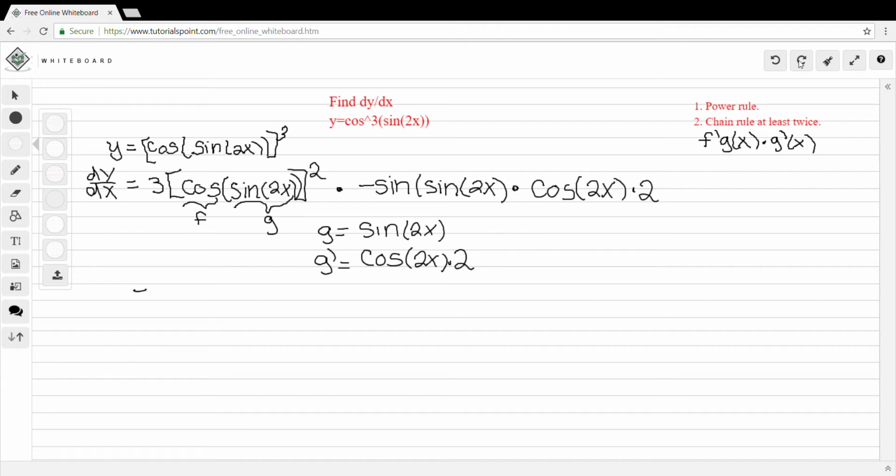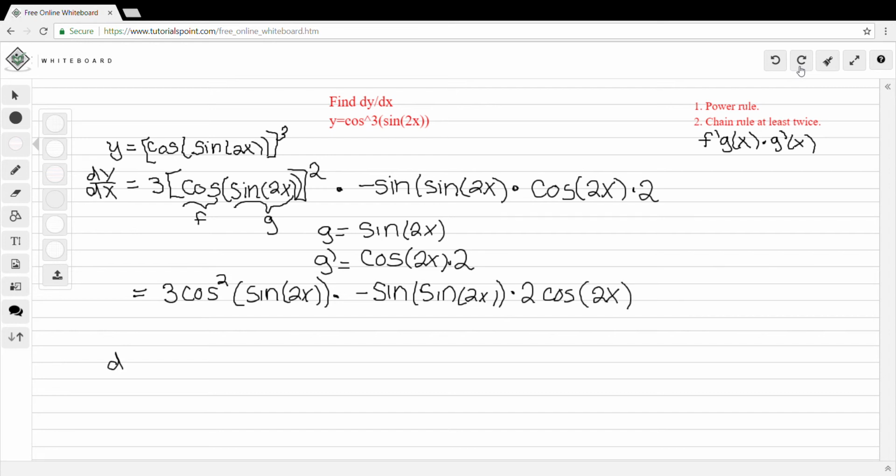So let's clean this up. So it's 3 cosine squared, right? You know how I got the square from this, right? Cosine squared sine 2x, and then times negative sine 2x times cosine, or you could put the 2 in front, 2 cosine of 2x.